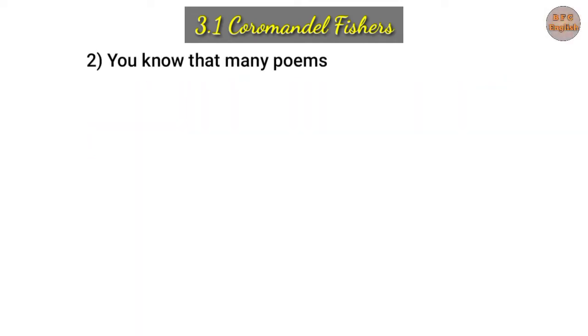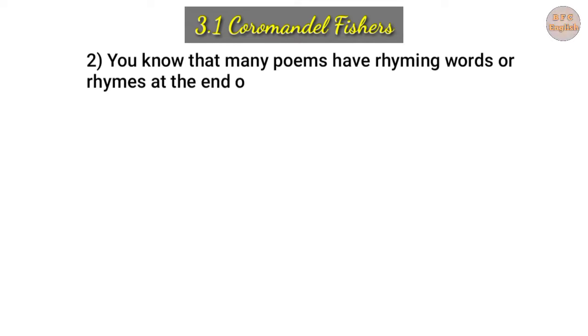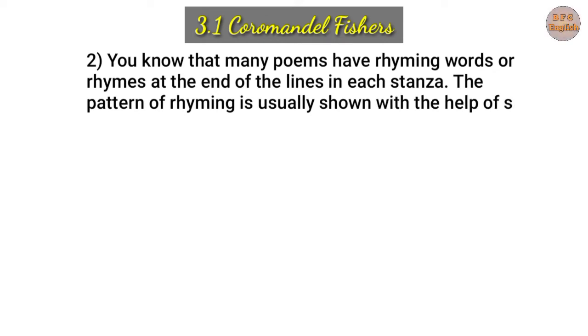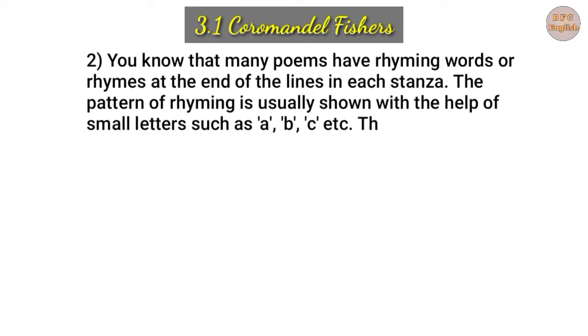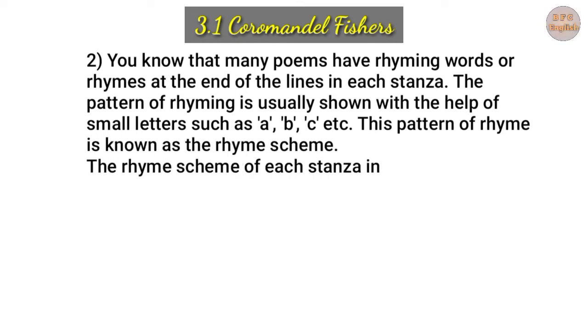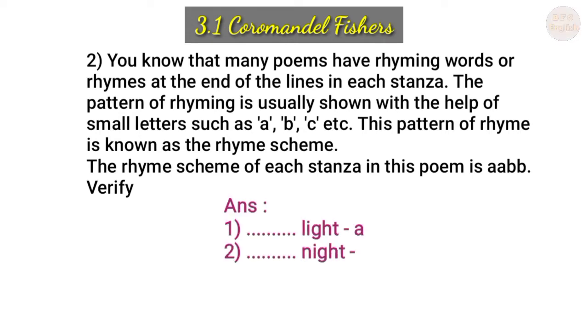Question number 2. You know that many poems have rhyming words or rhymes at the end of the lines in each stanza. The pattern of rhyming is usually shown with the help of small letters such as A, B, C, etc. This pattern of rhyme is known as the rhyme scheme. The rhyme scheme of each stanza in this poem is A, B, B. Verify. Answer. Light, A. Night, A. Free, B. Sea, B.